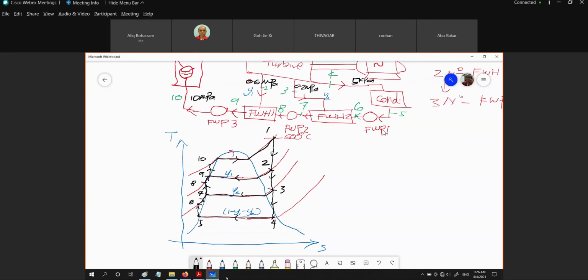Okay guys, any question? So this is our TS diagram. The first part is the schematic diagram. Now this is the TS diagram. Any question?